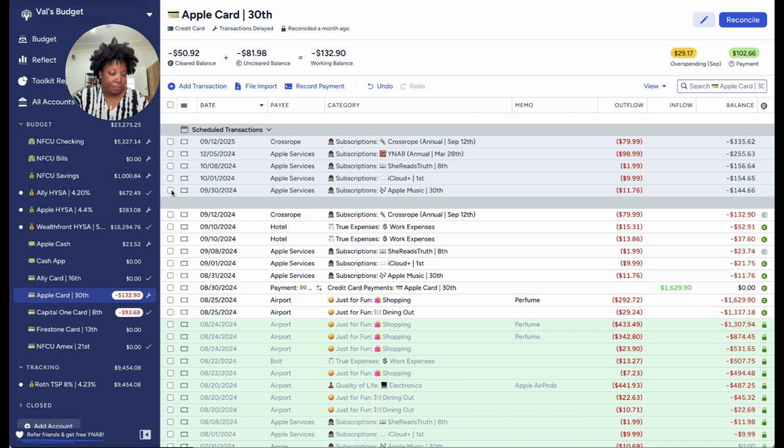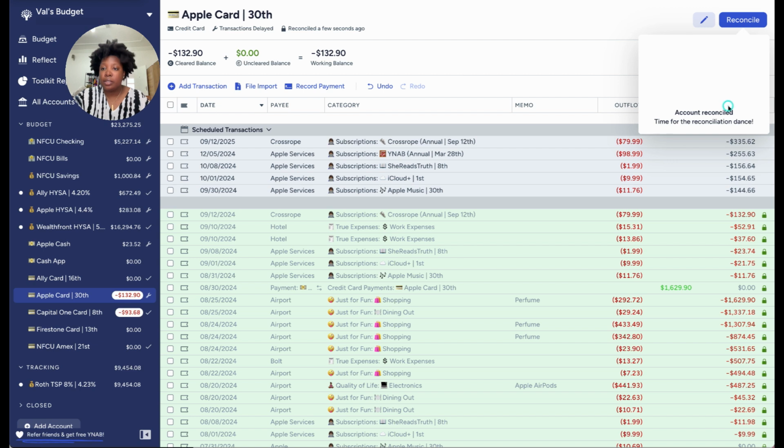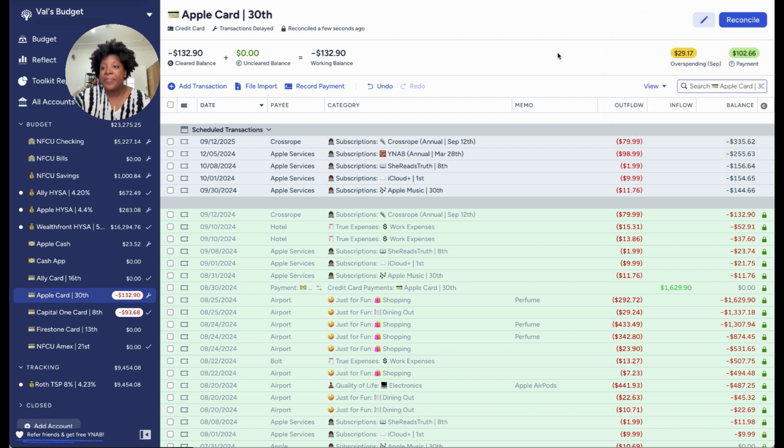All right. So, working balance, $132.90. That matches here. And I have nothing pending, so let's go ahead and clear all of these out. And we're good to go for this one. So I can go ahead and reconcile it. Yes, that is my current balance. So we're good. Shows here that I've overspent for September, but we'll get to that with the budgeting.